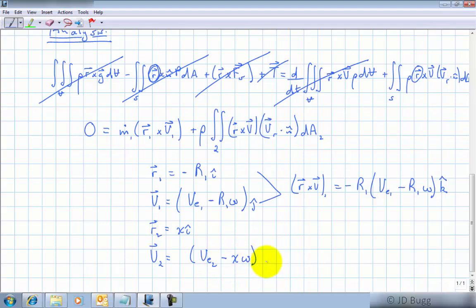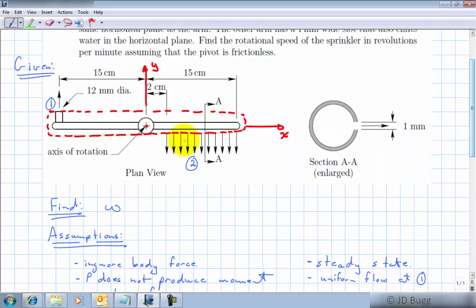So the further we get away from the axis of rotation, the larger this effect is going to be. And that is in the minus j direction. So go back up and look at this. This fluid is coming out in the minus j direction. The speed relative to our control surface was at VE2, but we have to subtract off the speed of the arm, which is r omega, and the r is varying.